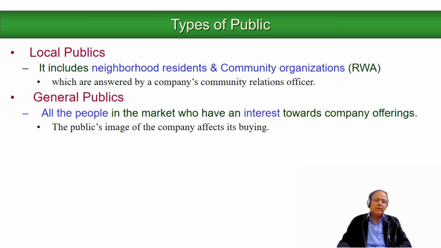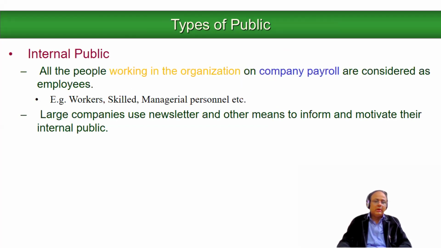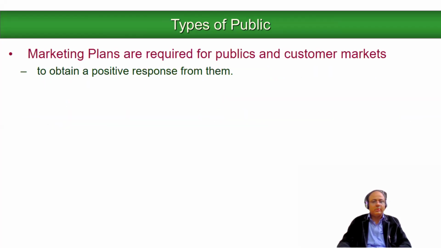We've got the local public like neighborhood residents and community organizations such as resident welfare associations, which are answered by a company's community relationship officers. Then we have the general public, meaning all the people in the market who have interest towards company offerings. They are known as the general public, basically. And we've got the internal public, the people working within the organization on the company payroll, like workers, skilled manpower. So, large companies use newsletters and other means to inform and motivate their internal public. Then marketing plans are required for publics and customer markets to obtain a positive response from them.